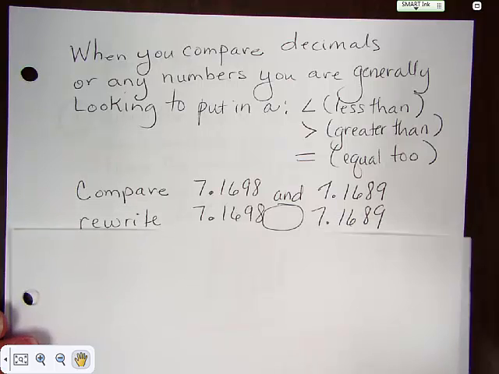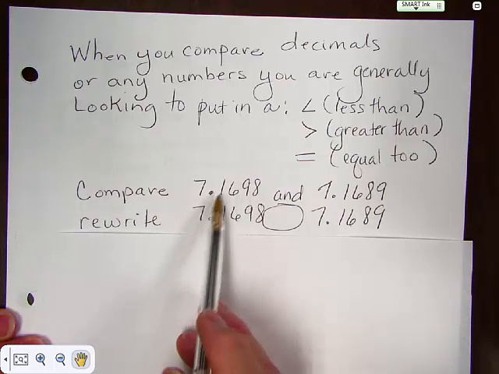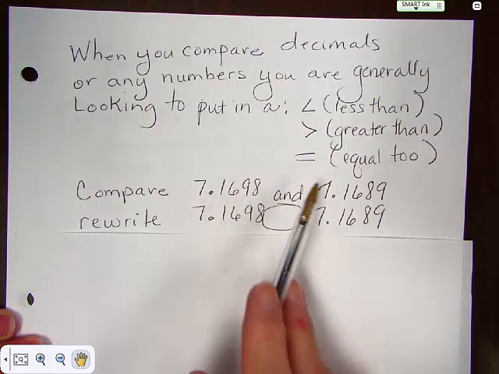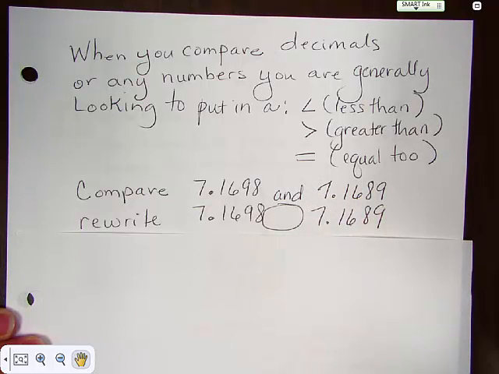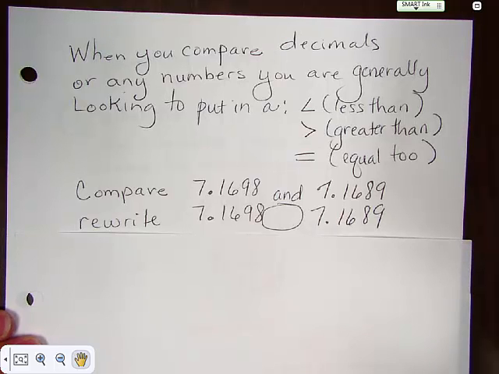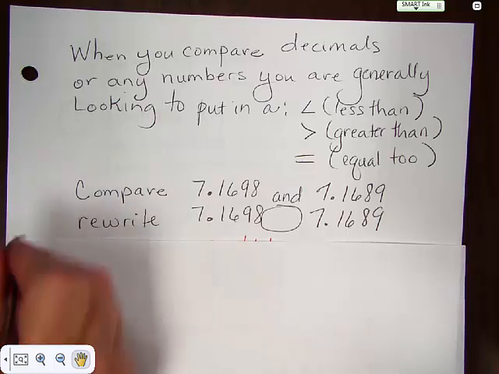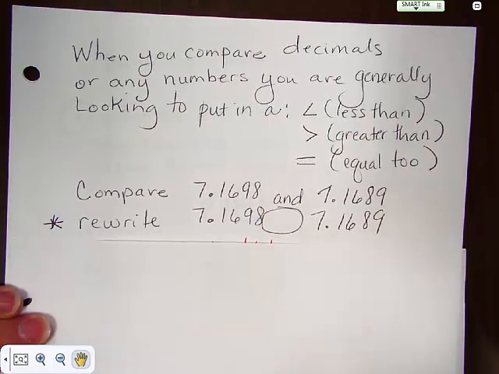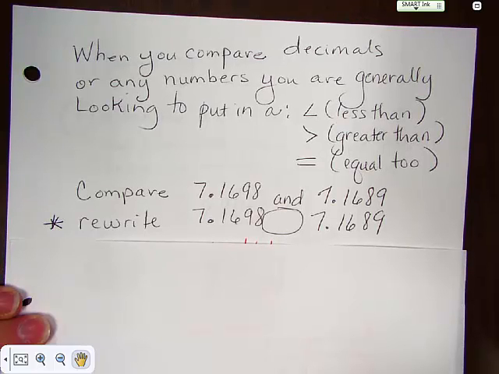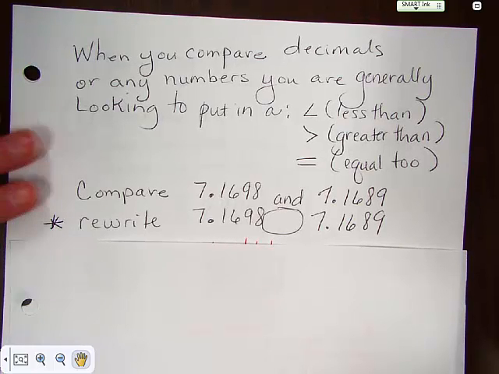So it says right here, compare 7.1698 and 7.1689. Now, it's kind of hard to do that just looking at them sometimes because you might get confused. So, first thing you could probably do is just rewrite them. Take out the symbol and replace it with an open circle, so you remind yourself that you're going to put in less than, greater than, or equal to.